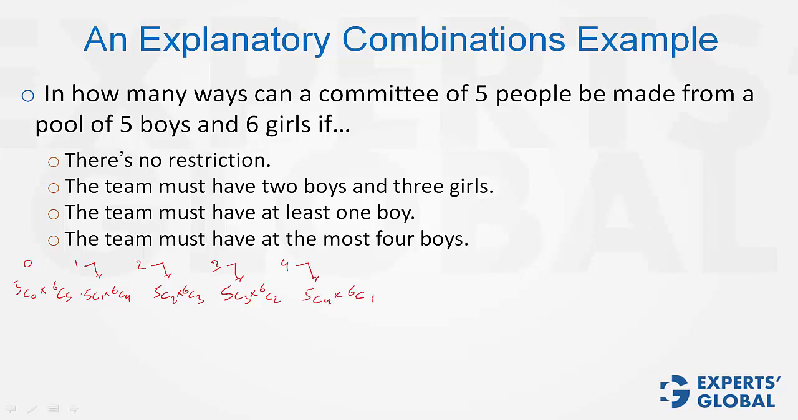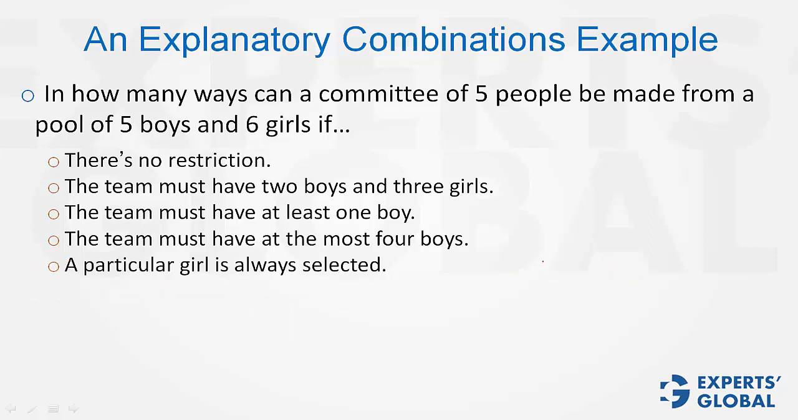And all the cases of course need to be added. This approach would be of course time consuming. A better way of doing this would be to find the total number of cases out of which you subtract the case of more than 4 boys. There's only one such case where all the 5 boys are selected and no girl is of course selected. Total cases 11C5 minus 5C5, which is 1. So this would be a smarter way of solving this question.